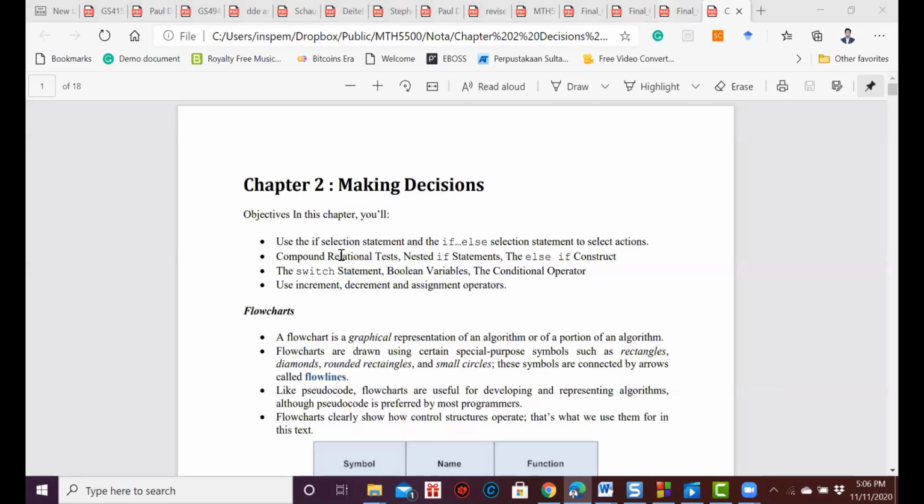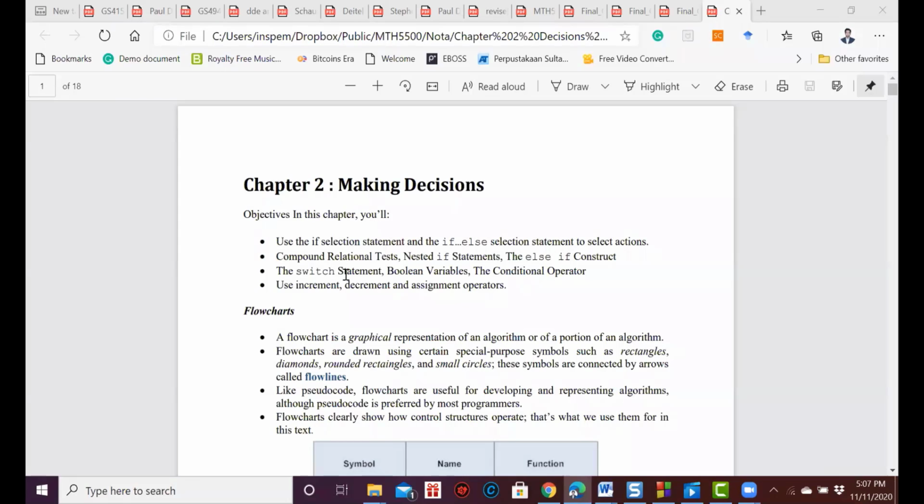Compound means a combination of conditions, two or more conditions, which we will discuss in this chapter. And then the nested if statement. Nested if statement, in Malay, is "if sarang". And then else if. So what does else if mean? If is single, if-else is two choices or two selections, so else if is the multiple selection of conditions. Later we will discuss further.